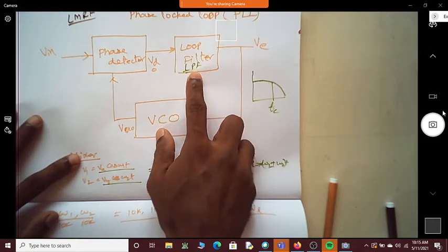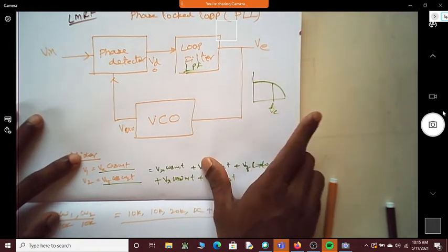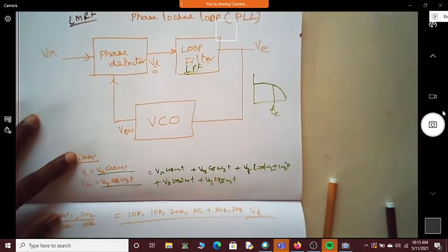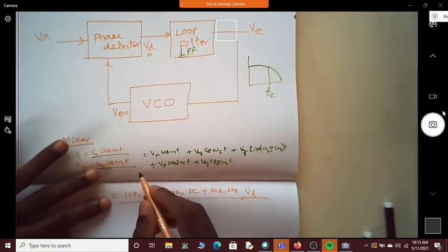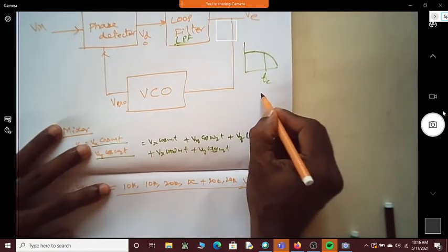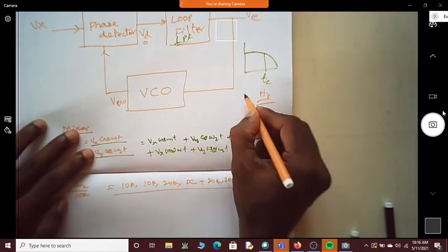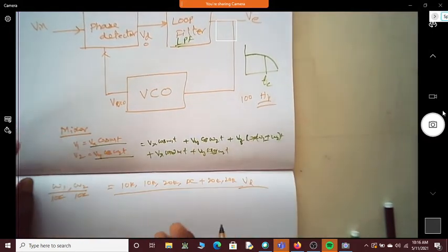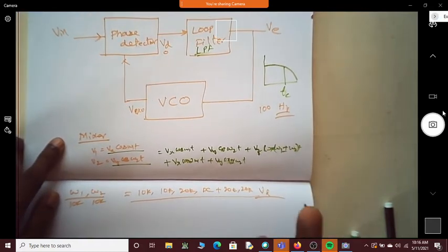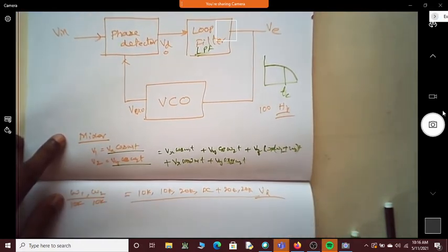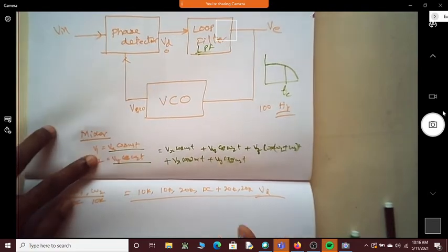Usually the low pass cutoff frequency will not be too high. This will be in terms of a few hertz, so maybe a few hundreds of hertz. It may be 100 hertz, it may be 1 kilohertz, it may be 300, 400, 500 hertz. It will not be very high.